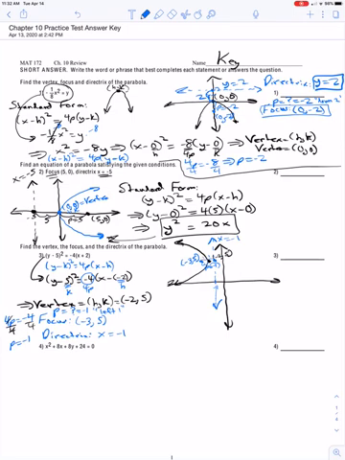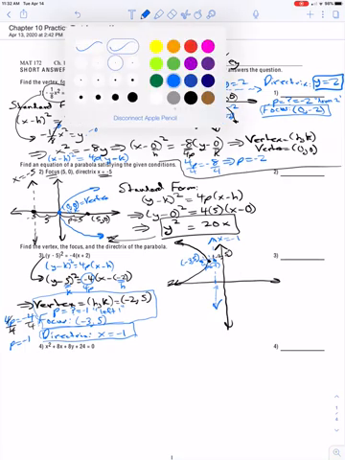All right, so we've got a picture of it. So we've got our key pieces, vertex, focus, directrix, right, for this parabola. So that's the information we were looking for in this parabola. All right, moving on to the next one. Let's go ahead and look at the next one here.